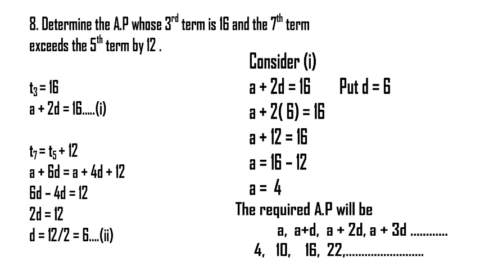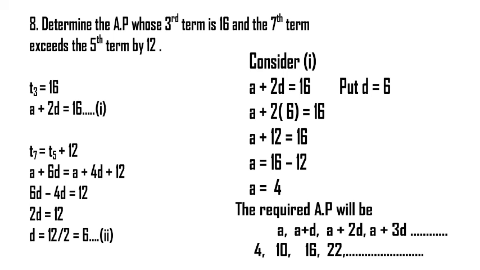Second equation. Seventh term, that is T7, exceeds the fifth term by 12. So seventh term is T7, fifth term is T5. Seventh term exceeds the fifth term by 12 means T7 is equal to T5 plus 12. T7 can be written as A plus 6D and T5 can be written as A plus 4D. After solving this second equation, the value of D will be equal to 6. Substitute result number 2 in result number 1 and you will get the value of A is equal to 4.